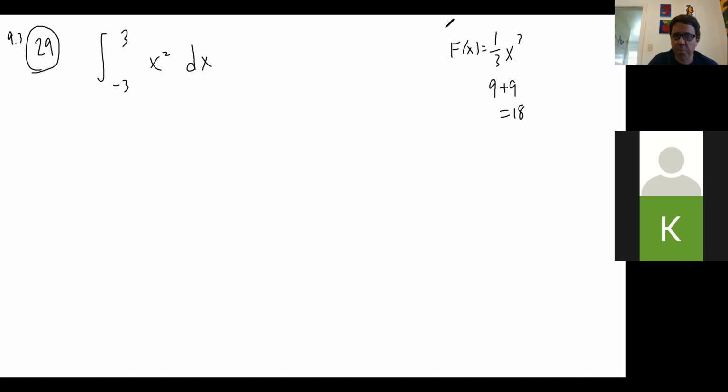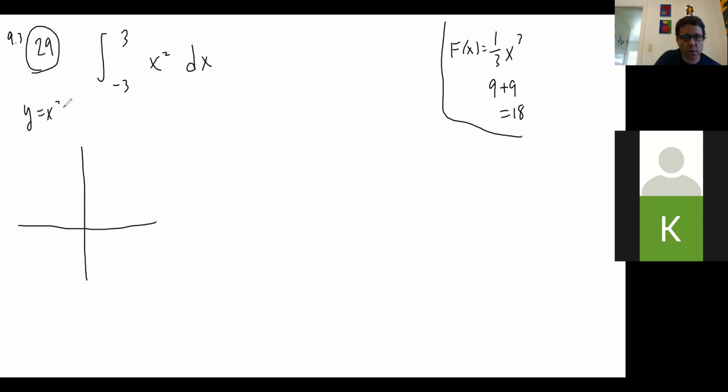But, you know, you gotta pay the piper here a little bit on this. So let's see, it says 6 rectangles using the left-hand rule. So I'm going to go ahead and draw it. I want to draw y equals x squared.